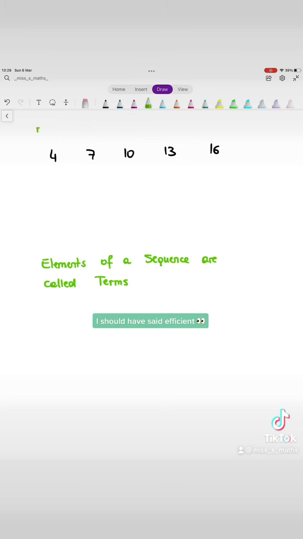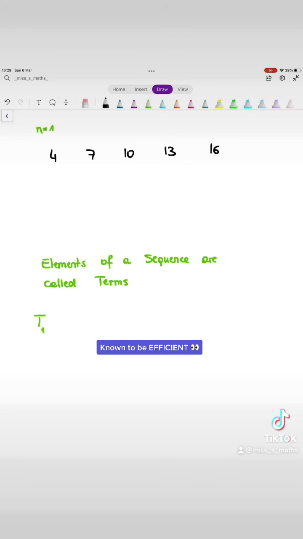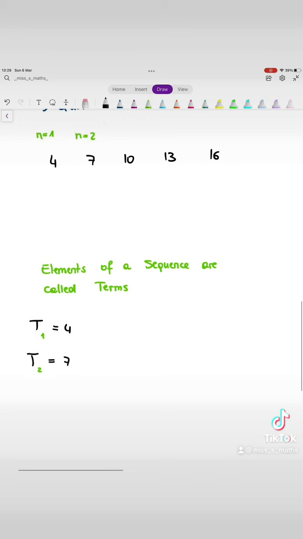And depending on their position within the sequence, we call them by their position pretty much. So the first term of this sequence would be 4. The second term of the sequence would be 7. The third term of the sequence would be 10. The fourth would be 13. The fifth would be 16. Now, mathematicians are known to be efficient when it comes to writing stuff down. So instead of writing term, we just use T, and the small 1 there means first term is 4, second term would be 7.